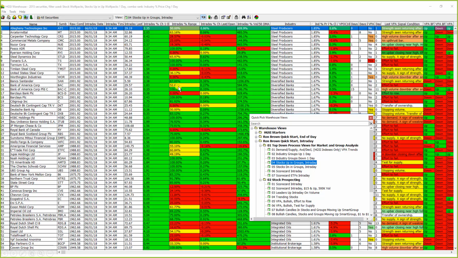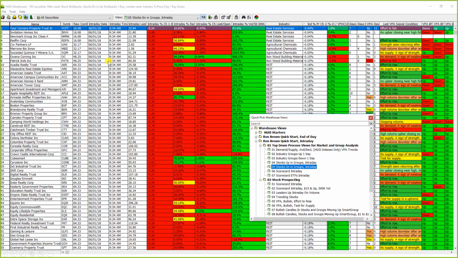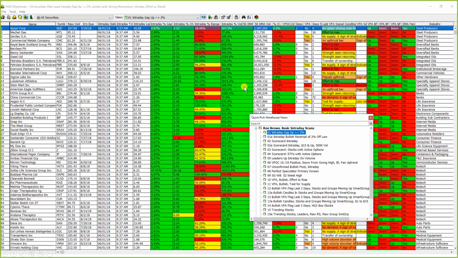Now, I can't imagine most users would ever do this. This is why I give my files away. I want you to have the same access to this as everybody who uses my files. Now, these are stocks and groups that are down for the day. These are actually down here in the intraday basic scans, which you'll get.